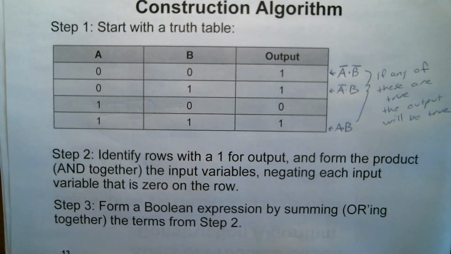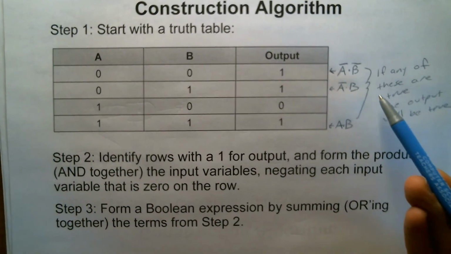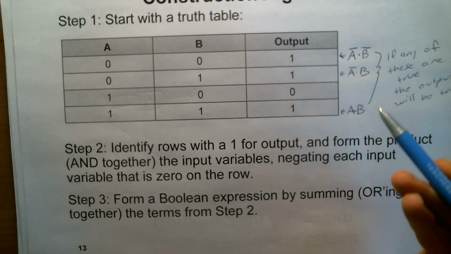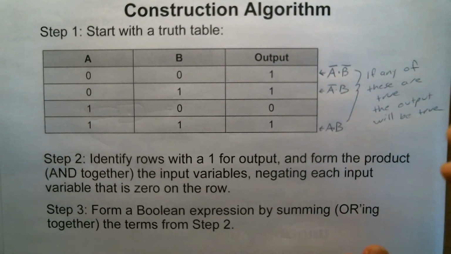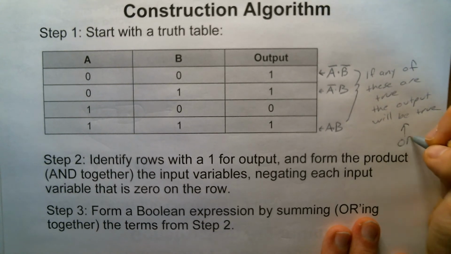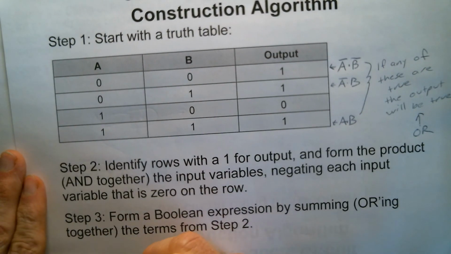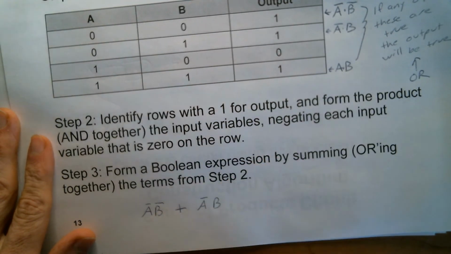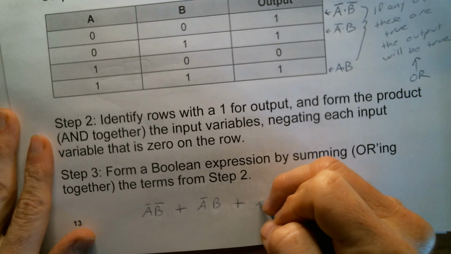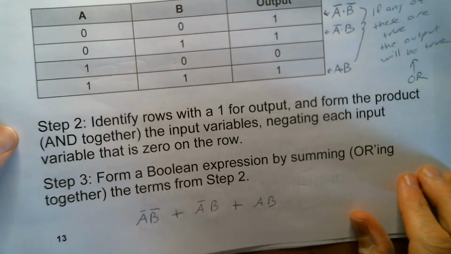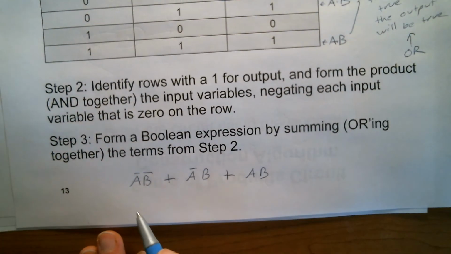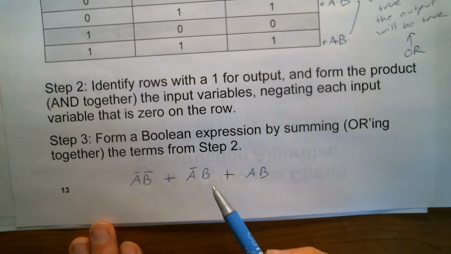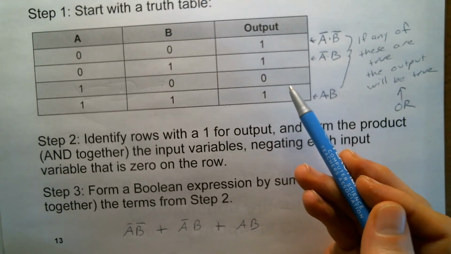Step 3 is form a Boolean expression by summing, ORing together the terms from step 2. Right? That's where this comes into play. If any one of these is true, the whole thing is true. Well, that describes an OR situation. So if I say not A, not B, or not A, B, or A, B, this will give me a circuit that will produce this behavior.